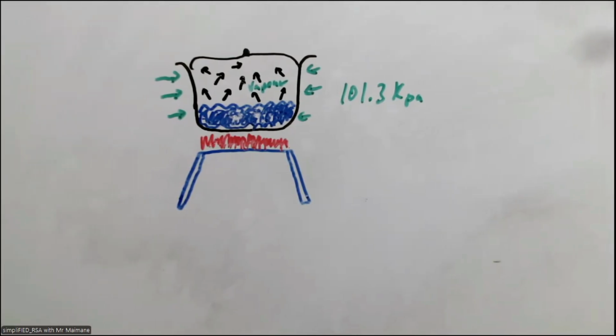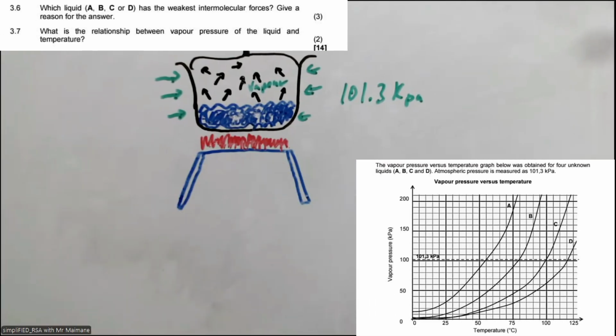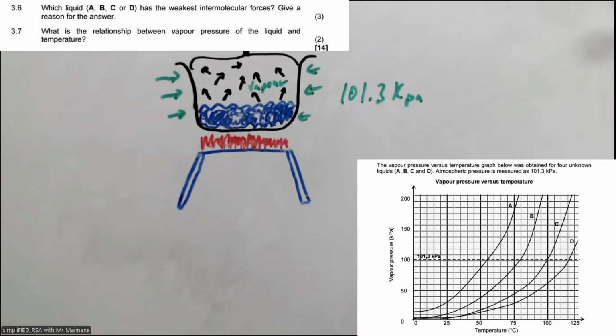and then 3.6, we are required to tell which liquid, A, B, C, or D, has the weakest intermolecular forces. And we have to give a reason for the liquid that we choose. I would say the liquid that has the least boiling point, the liquid that boils at the lowest temperature, is the one that has the weakest intermolecular forces.